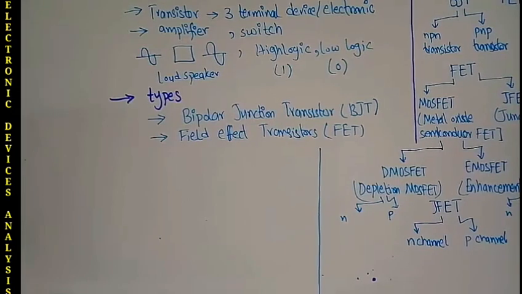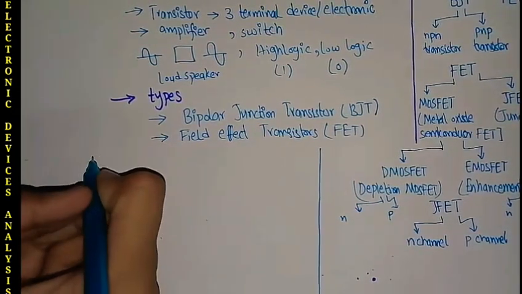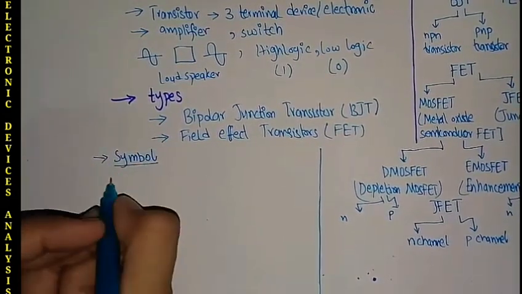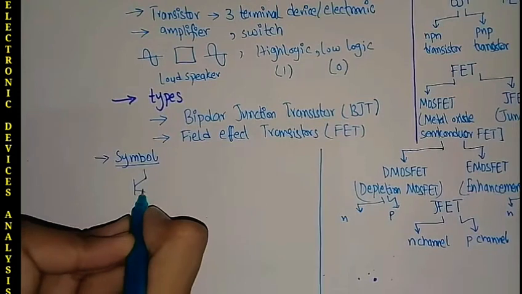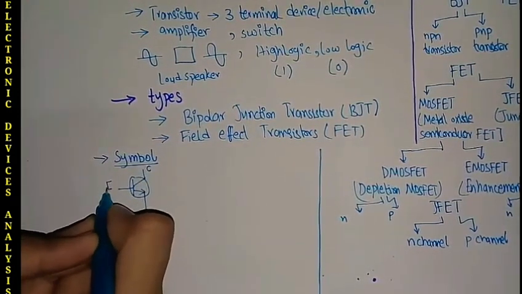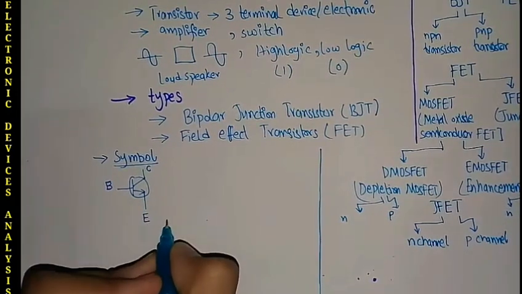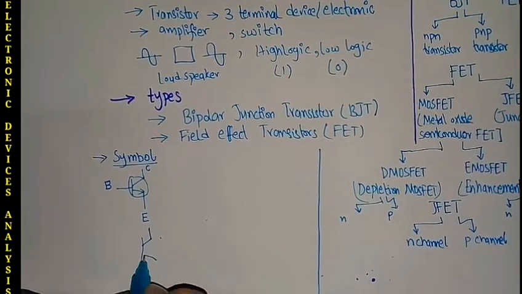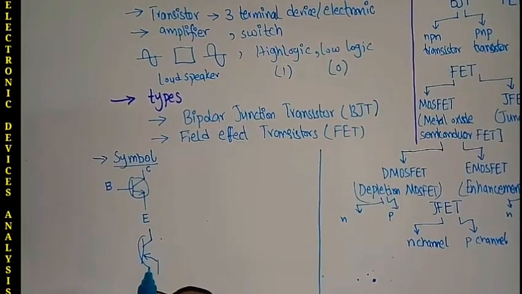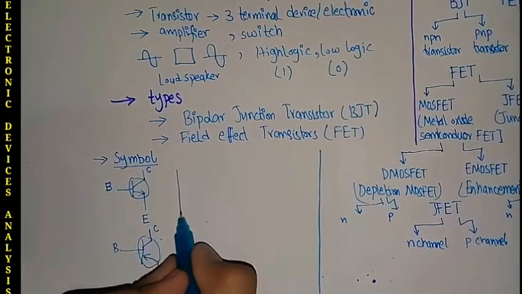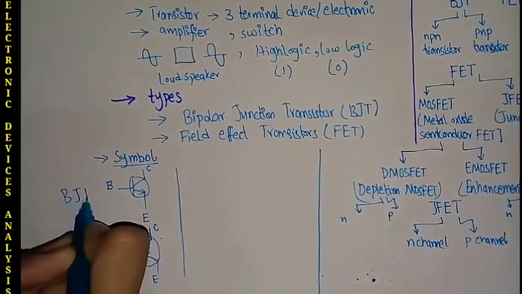Here we will see what will be the symbol of the transistor. The transistor symbol in case of BJT is like this, where this branch is called collector, this will be the base branch, and this will be the emitter branch. So this will be the NPN transistor. In case of PNP transistor, this arrow will point to this boundary, so this will be a PNP transistor and the terminals are the same. This is in case of BJT.